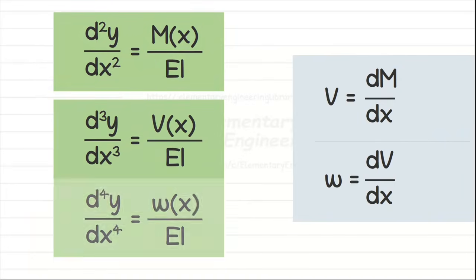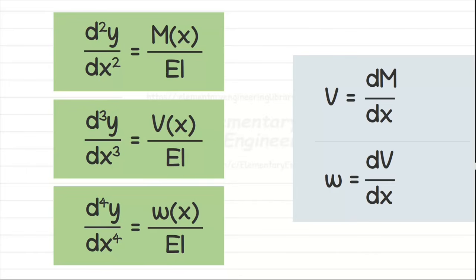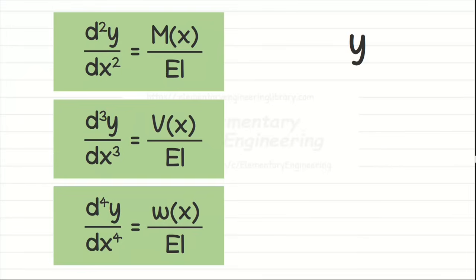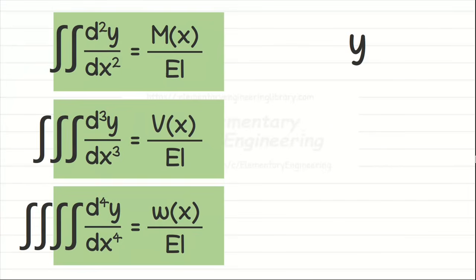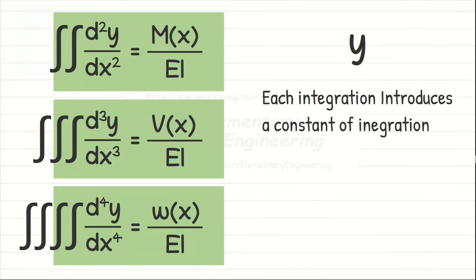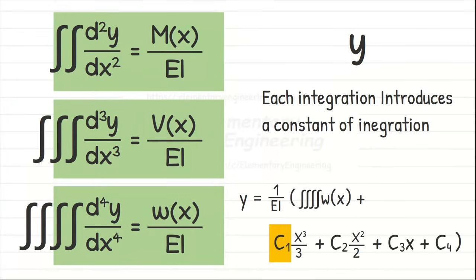And we can write two more differential equations in terms of shear force and the loading on the beam. To determine the deflection y, we solve these equations by successive integrations. Each integration introduces a constant. If we start from the load equation and integrate 4 times, we will have 4 constants.